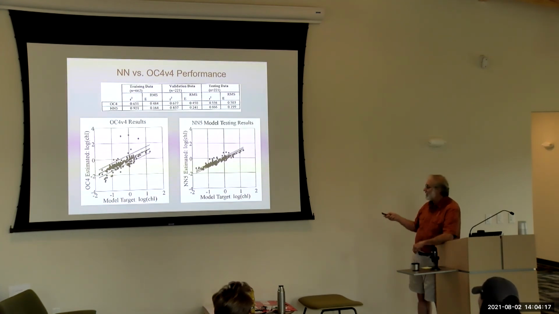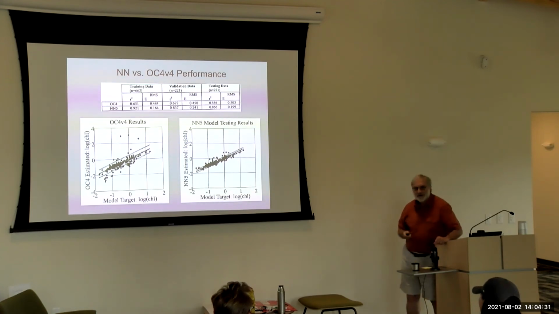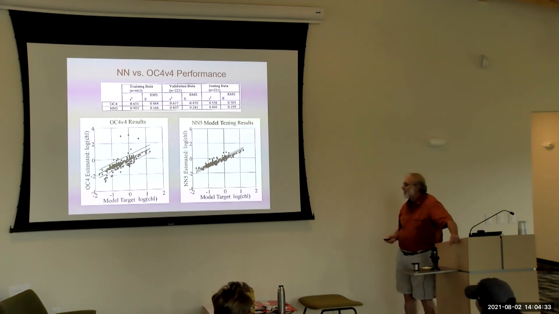And in fact, here's on the testing data, the CWIF's algorithm had a root mean square error of about 0.5 milligrams chlorophyll per cubic meter, whereas the neural network was only 0.2, considerably better job.